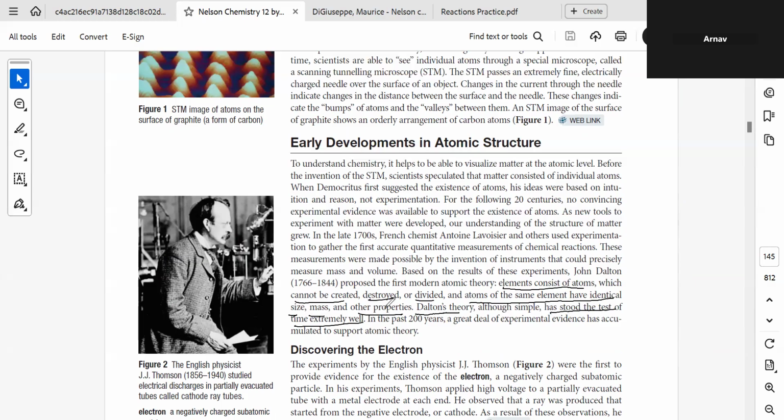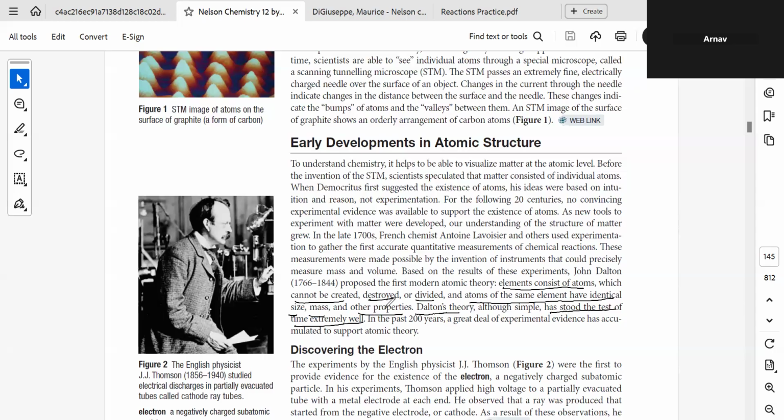Does that make sense? Obviously they cannot be created nor destroyed, or divided. Atoms of the same element have identical size and mass. That means hydrogen atoms will have the same mass, same size, and same properties. Oxygen atoms will have the same size, same mass, same properties. Nitrogen will have the same size, same mass, and same properties. So that was his original understanding about what elements and atoms are.